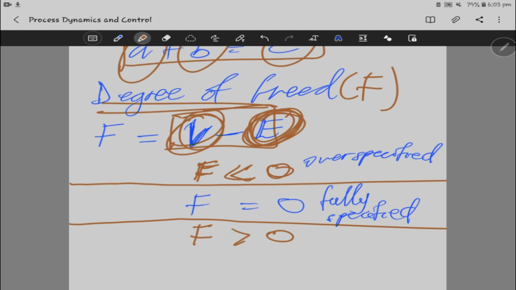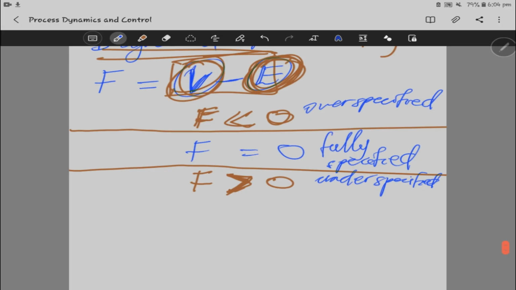And if you have a system where the degree of freedom is greater than 0, meaning that the system is underspecified, you basically just have to make sure that the number of equations matches the number of variables. So this will be underspecified. That means I either have to remove some of the variables or add some of the equations. And there are a lot of ways of correcting a system that is overspecified or underspecified. So let's talk about some of them.